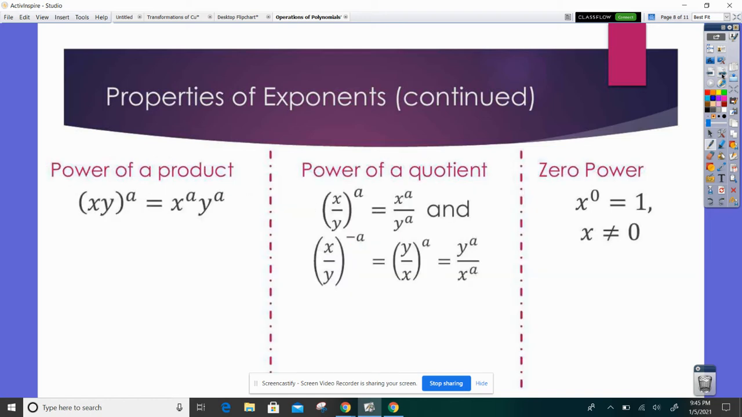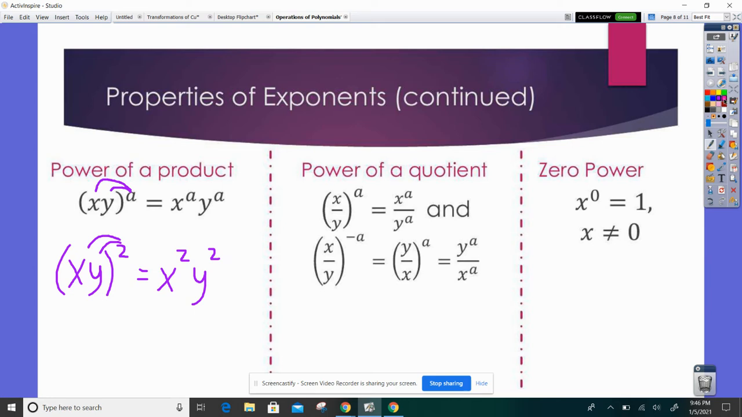The last three exponent rules that we have are power of a product, power of a quotient, and our zero power. Okay, so power of a product says if we have two things being multiplied together to some power, that power goes to everything in those parentheses. For example, if I had xy to the power of 2, I would distribute that second power to the x and the y, and that would give me x squared times y squared.